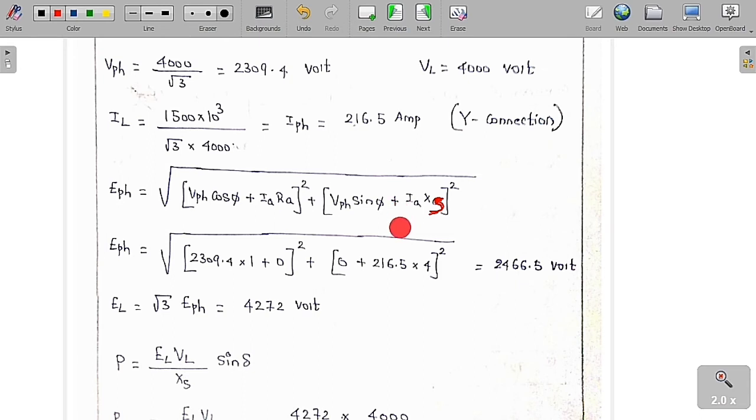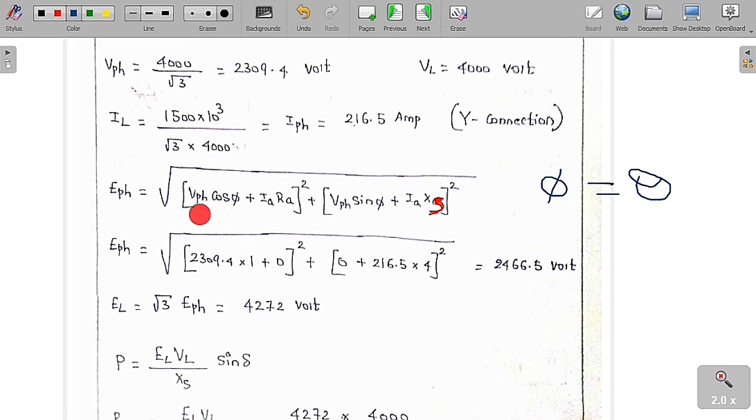As in the question they have given, the power factor of the load is unity power factor. So this is actually phi or theta. Generally in the formula I have told you it is theta, which is (V cos theta plus IA RA) whole square plus (V sin theta plus IA XS) whole square. I have already told you that phi is equal to theta. Theta is called the power factor angle between V and IA. So you have to replace this phi by theta here. This is the general expression.